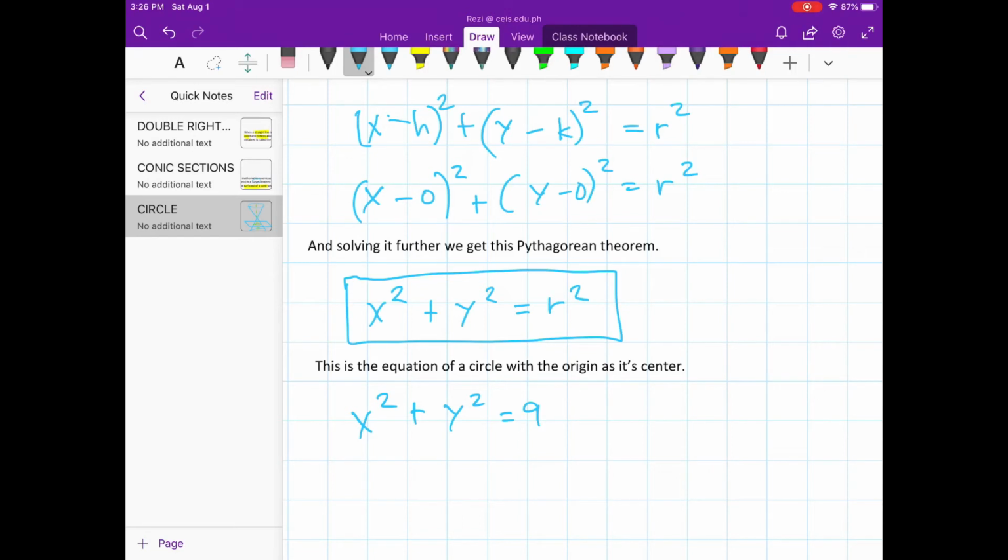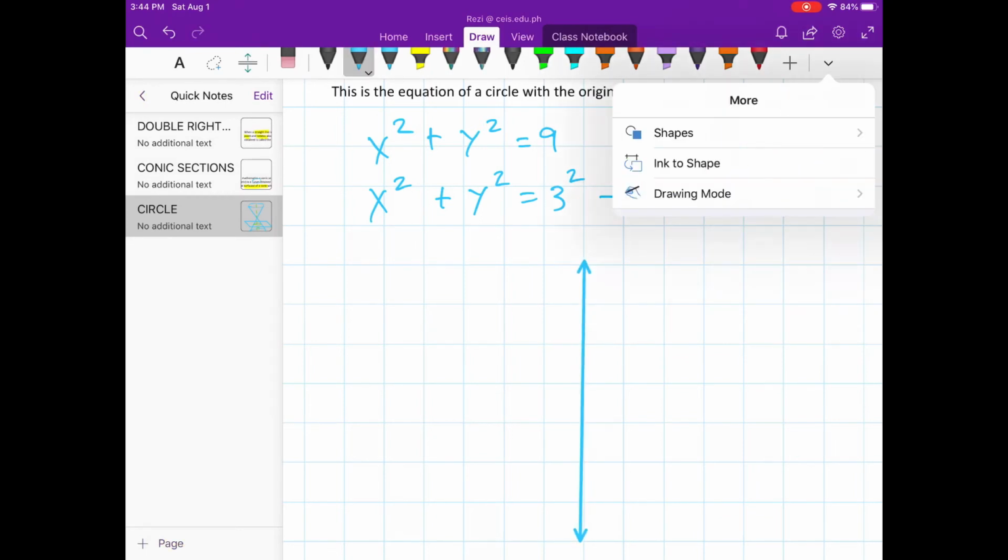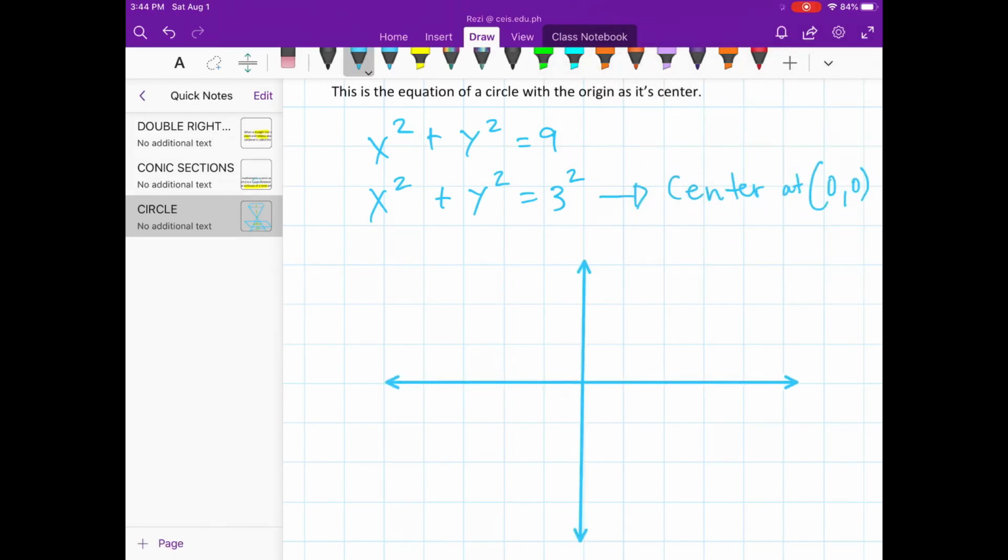So using this, we will have x squared plus y squared equals 3 squared. For example, the coordinates of the center are at 0, 0. So let's try to draw a Cartesian plane. From the radius, r squared is equal to 9, and taking the square root of both sides, r is equal to 3.